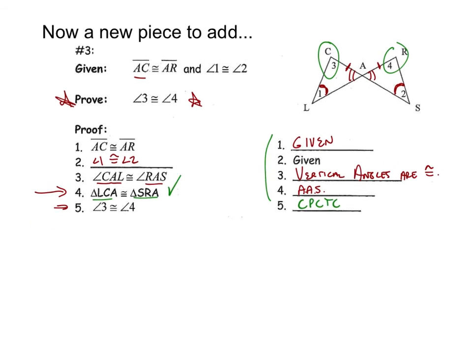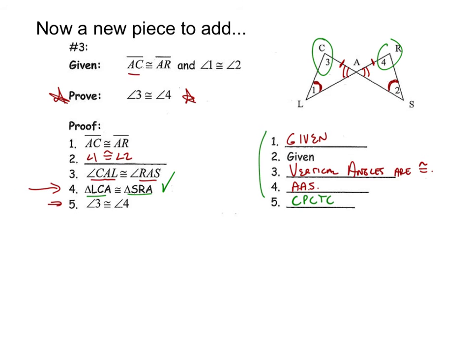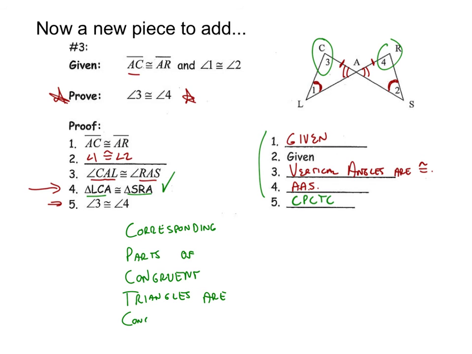CPCTC. Every other letter is a C, and here's what that stands for. Corresponding parts of congruent triangles are congruent. CPCTC. So what does this say?